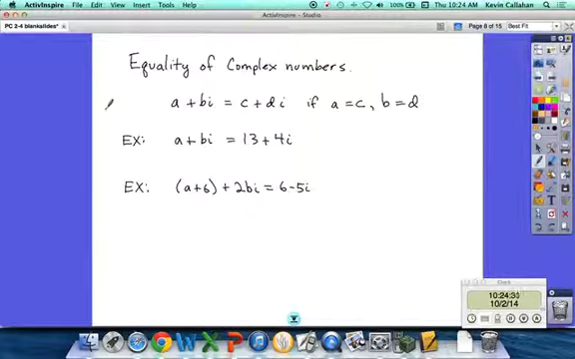And you have two homework problems like this. If you say a plus bi equals 13 plus 4i, then you should be able to say what are the a and the b, right? Because you're going to make an equation, an equality out of the real parts and the imaginary parts. What does a equal? a equals 13, right? And what does b equal? 4.